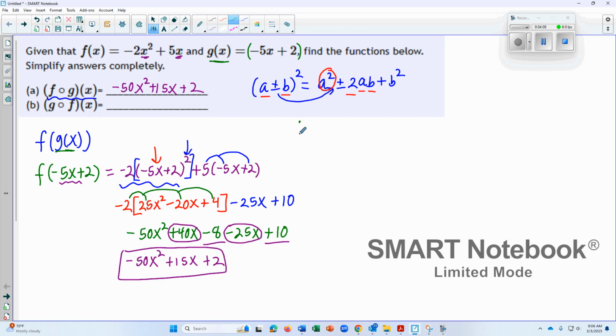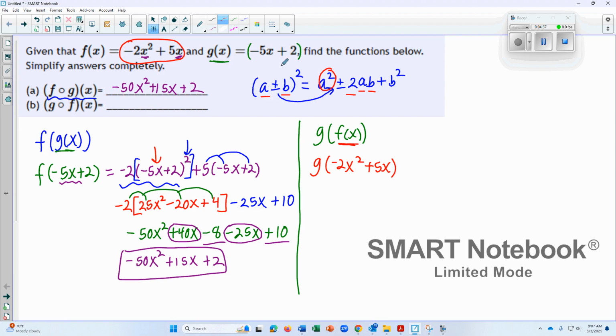Okay, the second one we have here, this one fortunately will be a lot easier. This one won't be quite as messy as what we had here. So this time what we're doing is we're going to take the f function and substitute it into the g function. So this time we're going to take f of x, we're going to take this right here and replace f of x with that. So we're going to have g of negative 2x squared plus 5x. And then we only have to substitute it in right there. And so this really shouldn't be too bad.